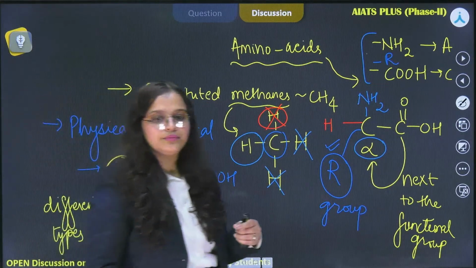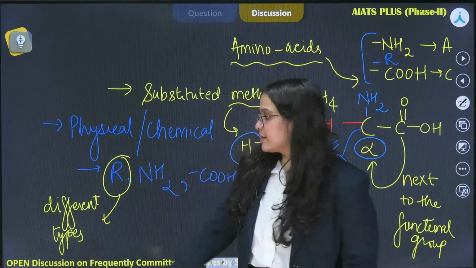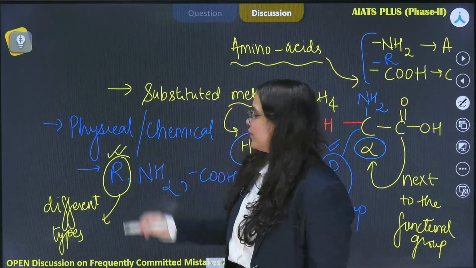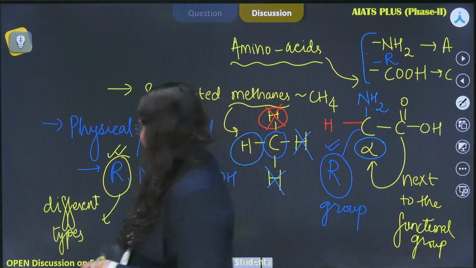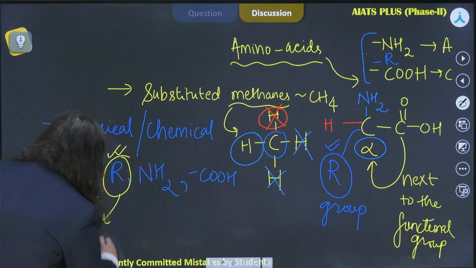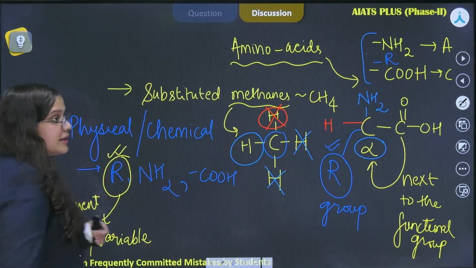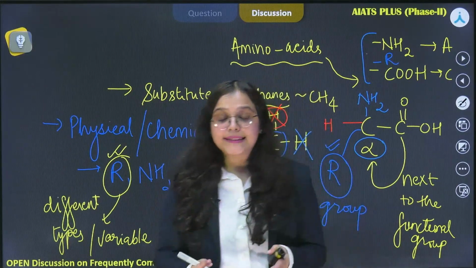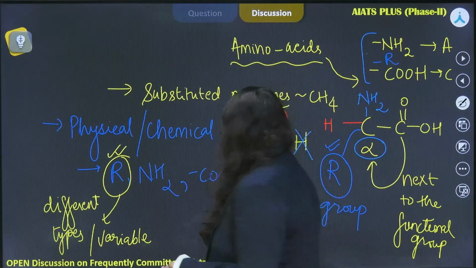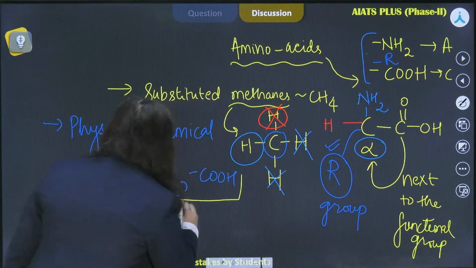All right. So we have different types of amino acids because our R group is a variable group. We also say that it is a variable group, and the nature of amino acid, whether it is acidic, basic or neutral, is determined by these 2 functional groups.